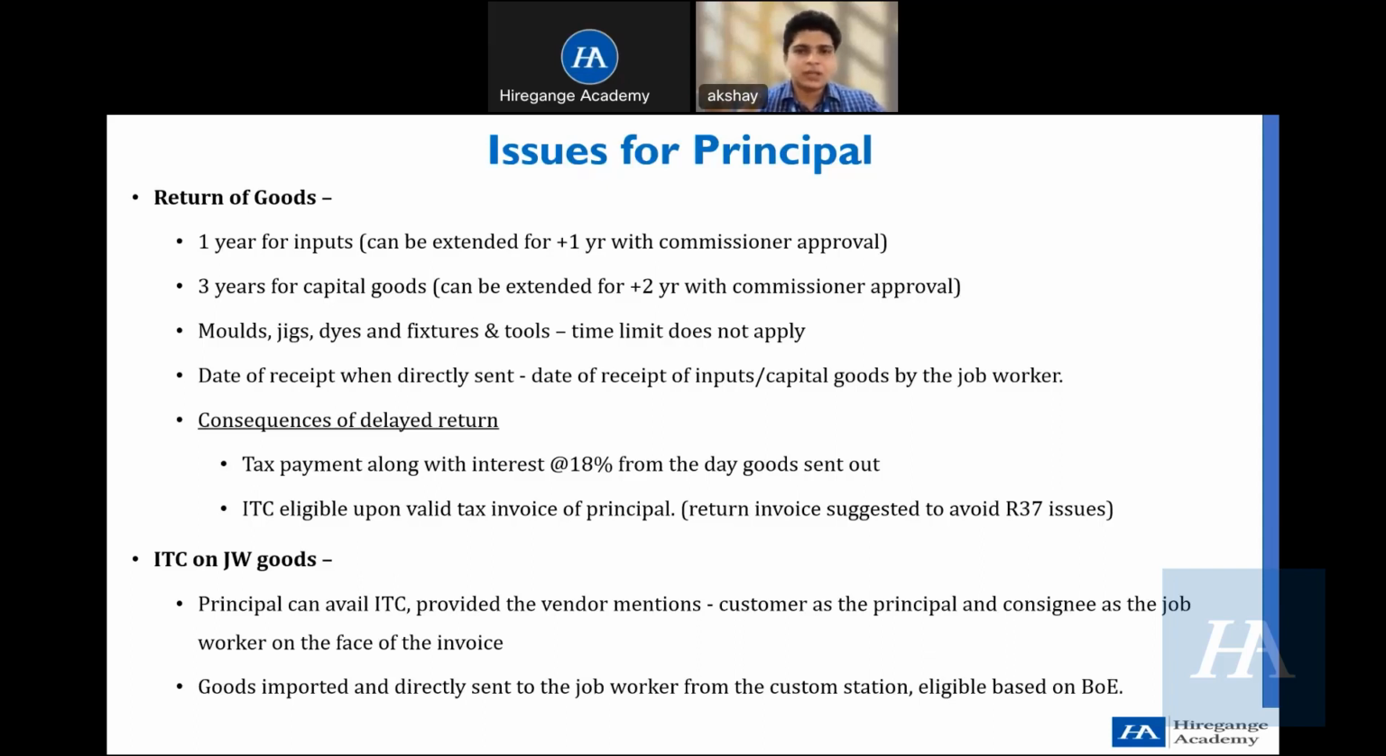That is, once I give as a principal to my job worker these goods, there is no requirement to return it back to the principal in any specific time period.